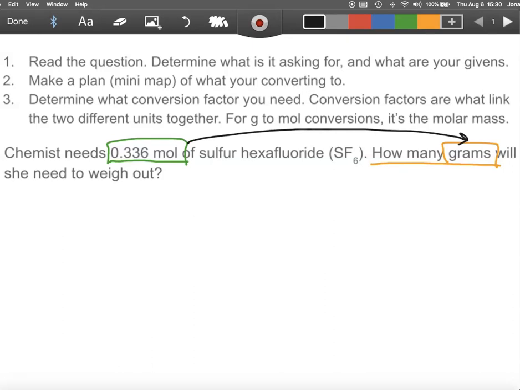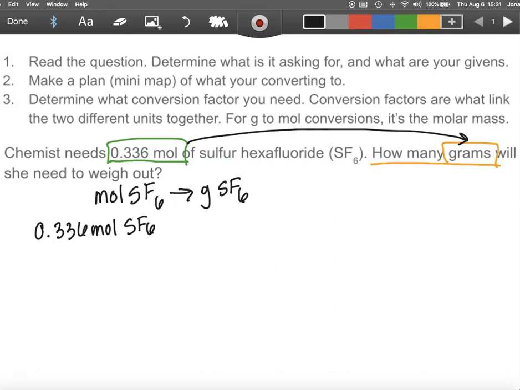The second thing we want to do is develop a little bit of a plan, or a mini-map, of how we're going to convert this. According to the question, we are starting off with moles of SF6, and we need to get to the grams of SF6. That's the plan, okay? So we will start off with 0.336 moles of SF6.